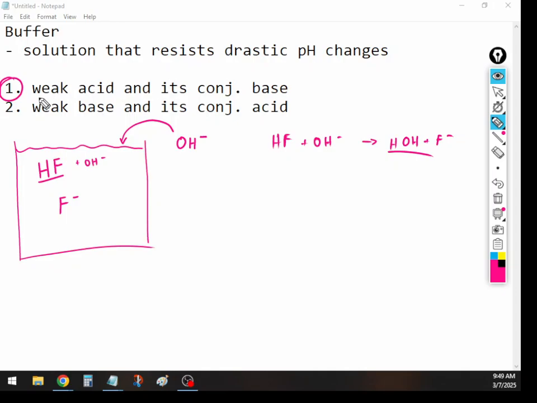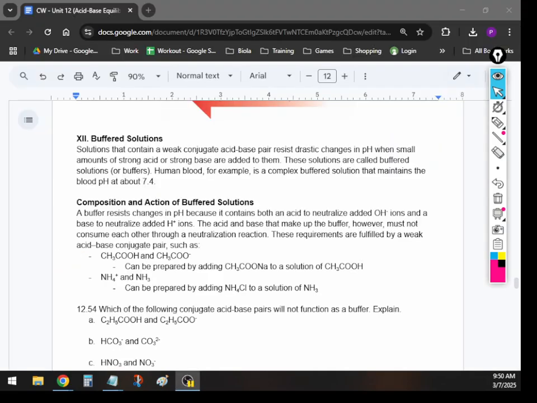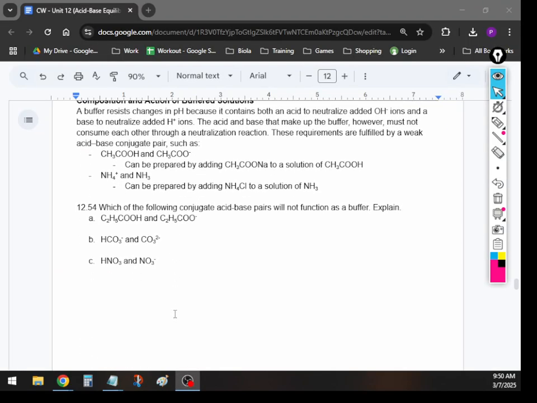But just know that you need a weak acid and its conjugate base. That's the simple way of understanding how a buffer is going to work. Obviously, we're going to go into more detail, and it does get a little bit more complicated once we start adding the math, but that's the general idea of what happens. So those are buffers.